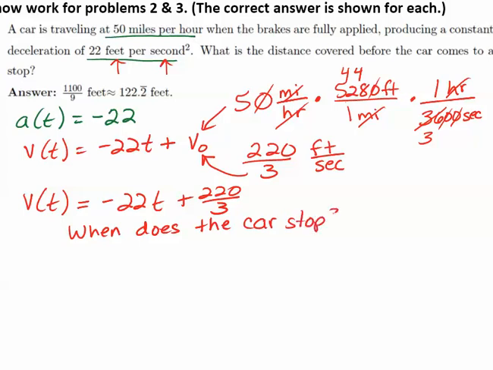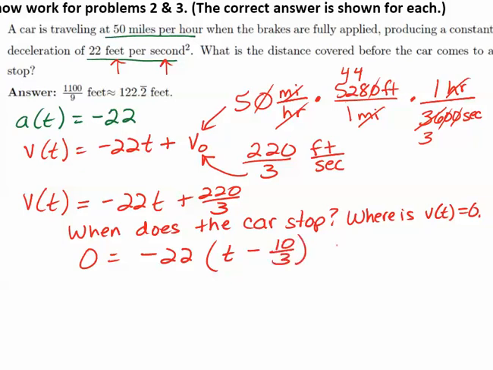That's the same as asking where v of t is equal to 0. Where is v of t equal to 0? The velocity reaches 0. This has a nice factor we can get out of there of negative 22. So I think we can see that the car comes to a stop after 10/3 or 3 1/3 seconds. But that's not the question.